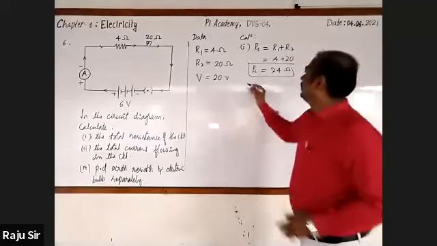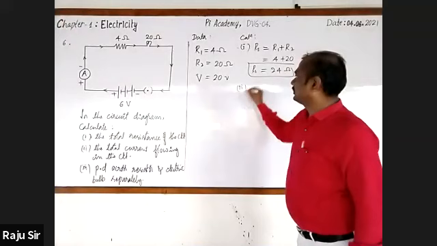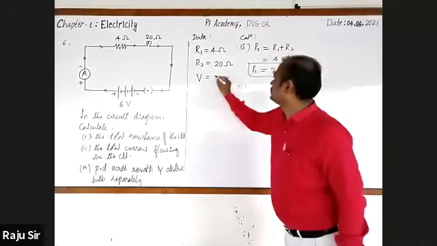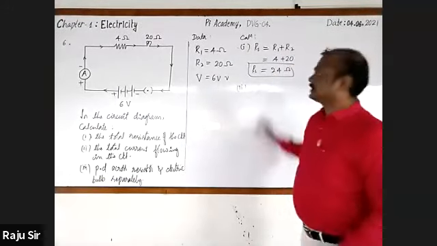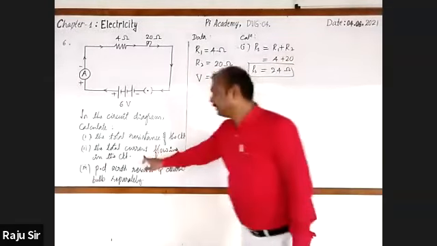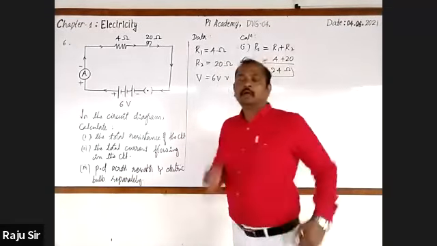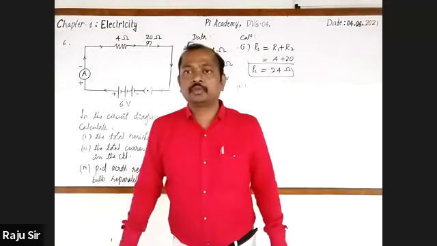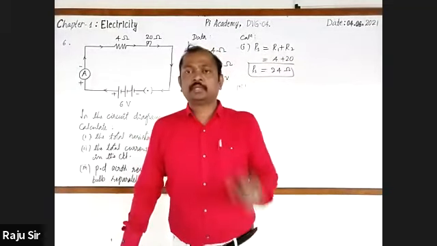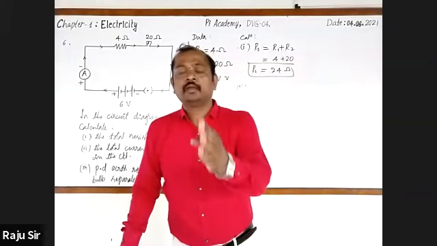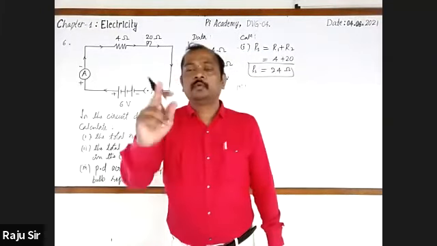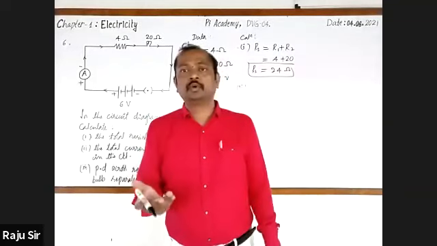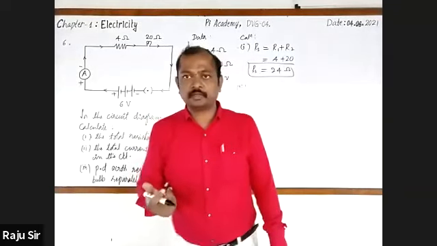Next, let's move on to the second one. Voltage is 6 volts. The second one is, we have to find the total current. How do we find the total current? What law should be used? You all know that according to Ohm's law, we can write R is equal to V by I, and I is equal to V by R, right?